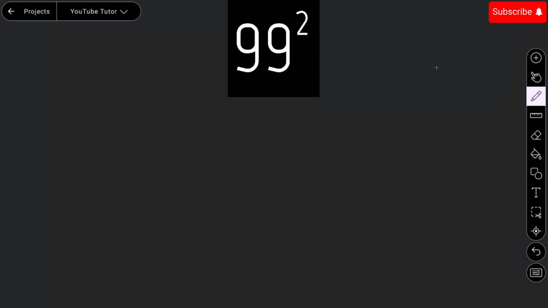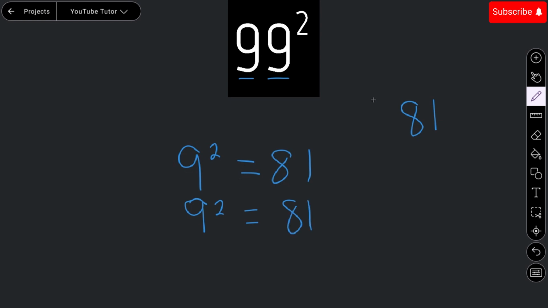So what we are going to do is take this first 9 and write 9 squared, which we all know as 81. So we put 81 at one side here. And take the second 9, which is also 9, and write it as we did the first one. So 9 squared becomes 81 as well. So now we have 81.